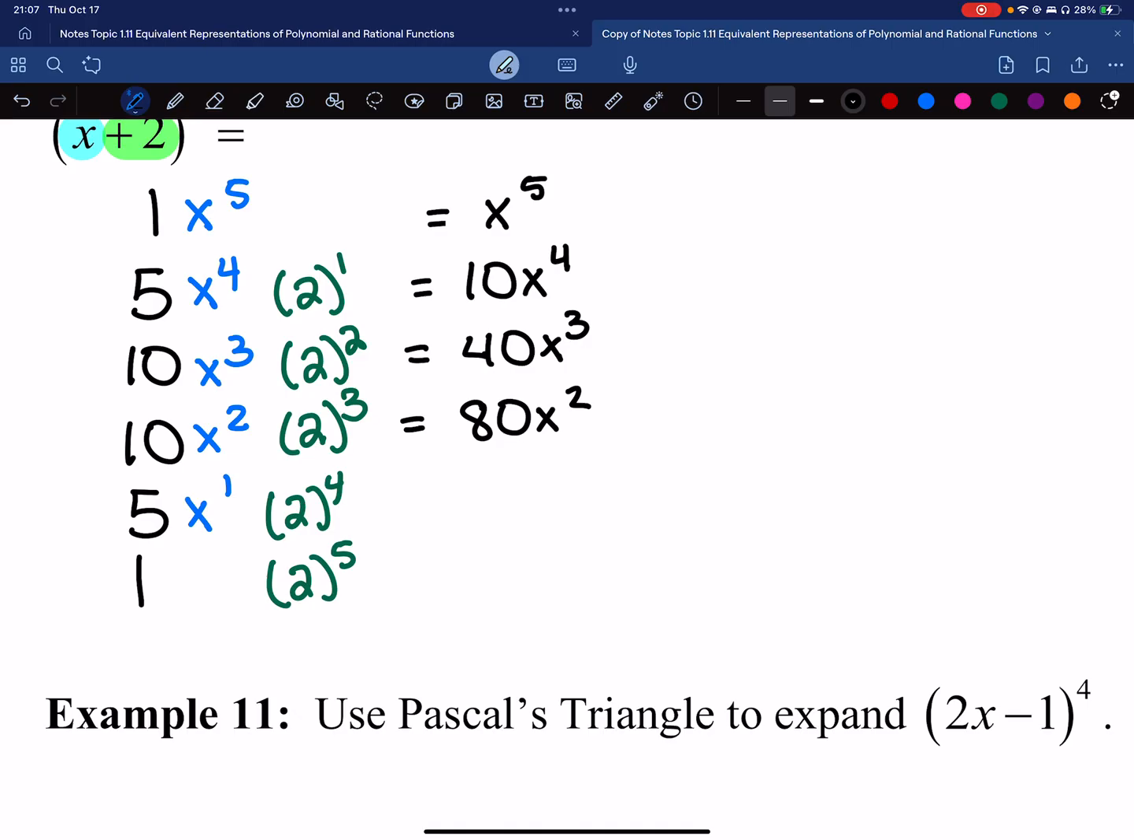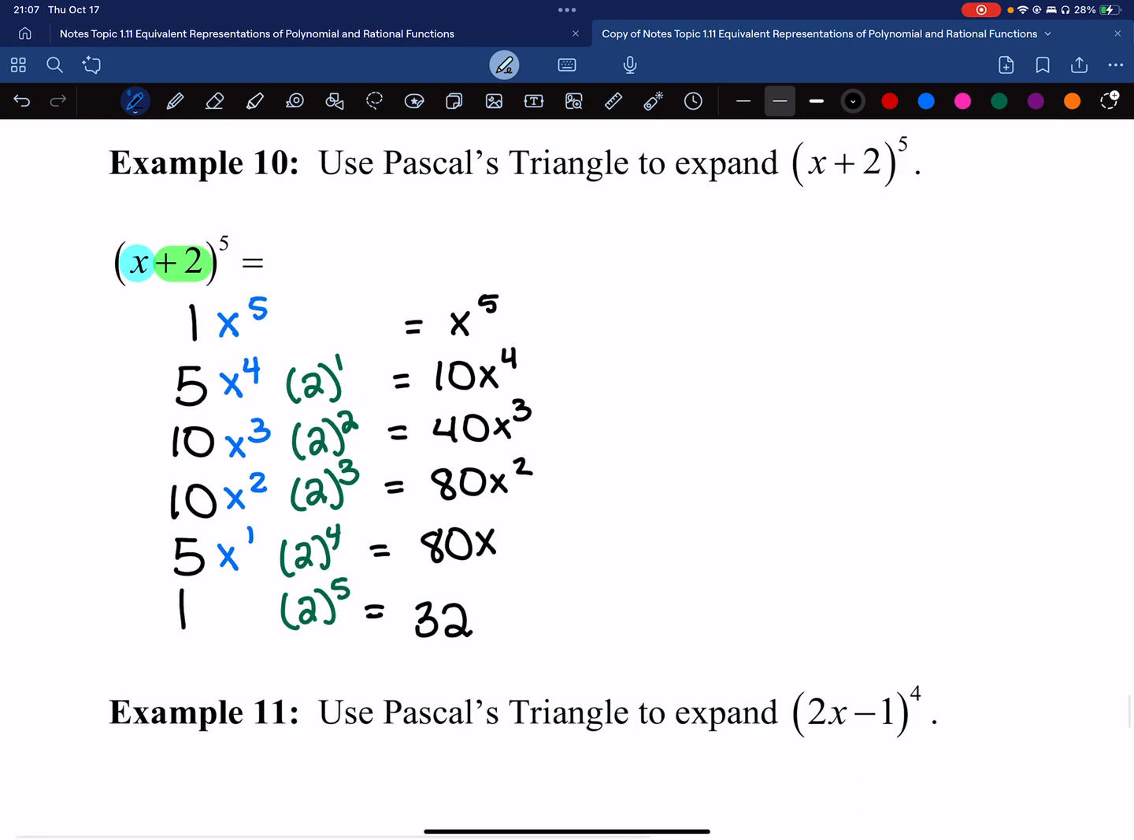We have 5 times 2 to the 4th. 2 to the 4th is 2 times 2, which is 4, times 2, which is 8, times 2, which is 16. So we're going to take 16 times 5. 16 times 5 is 80x. And then 1 times 2 to the 5th. Well, 2 to the 4th power was 16. 16 times 2 is 32.